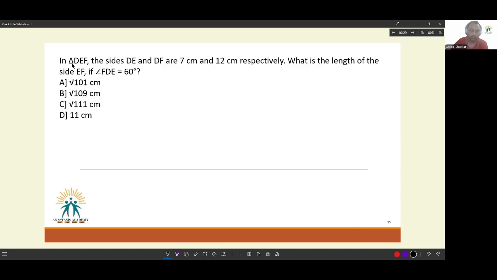Okay, next. In triangle DEF, the sides DE and DF are 7 and 12 respectively.